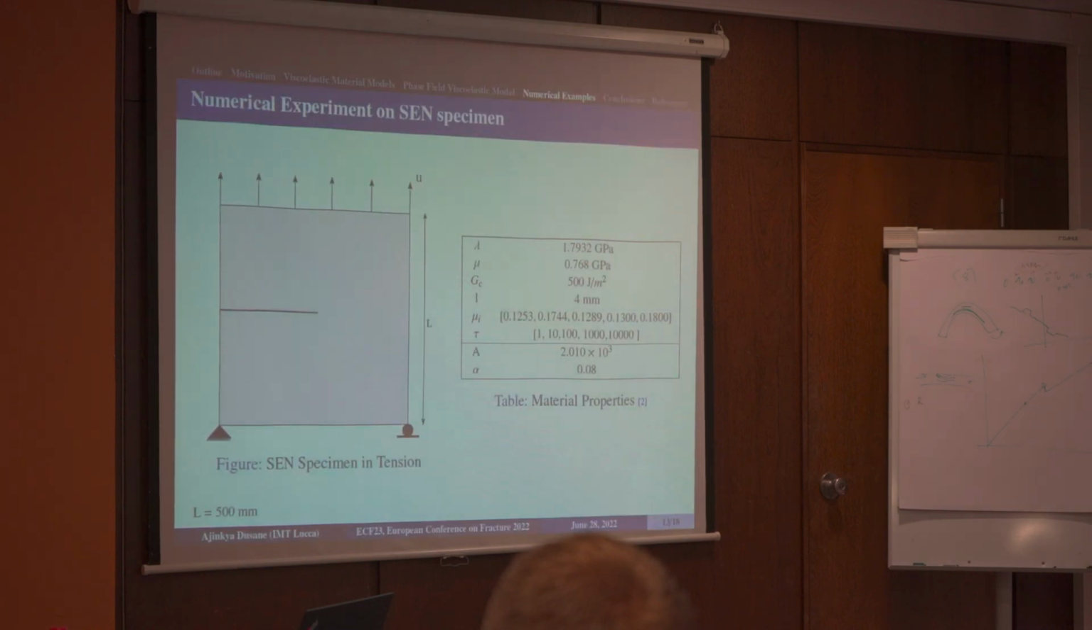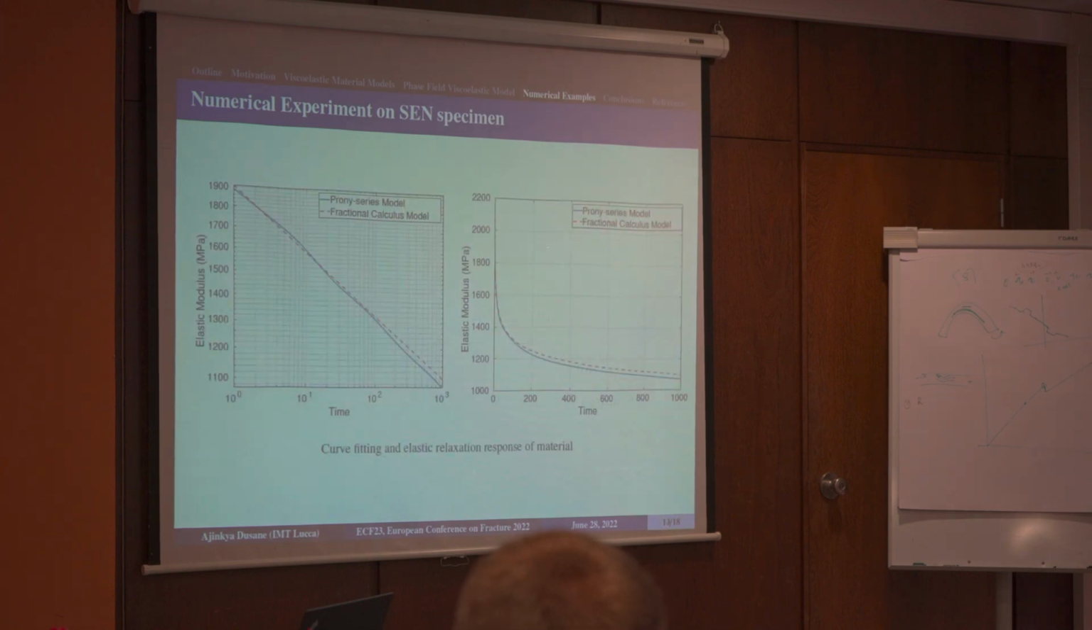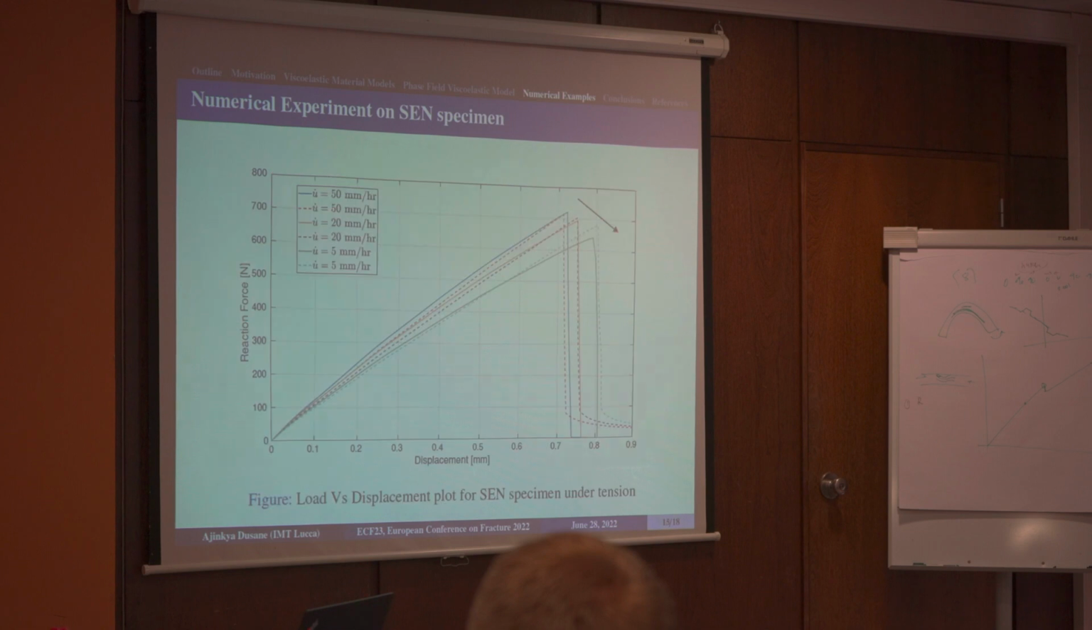I tried to solve a simple sample which has an edge crack, where 500 mm is the dimension of this specimen. The parameters are taken from the paper. There are 5 Maxwell chains I have considered, and after the parameter fitting on the log basis, we can calculate this log time distribution. We can get the parameters for the fractional calculus model, which are given there.